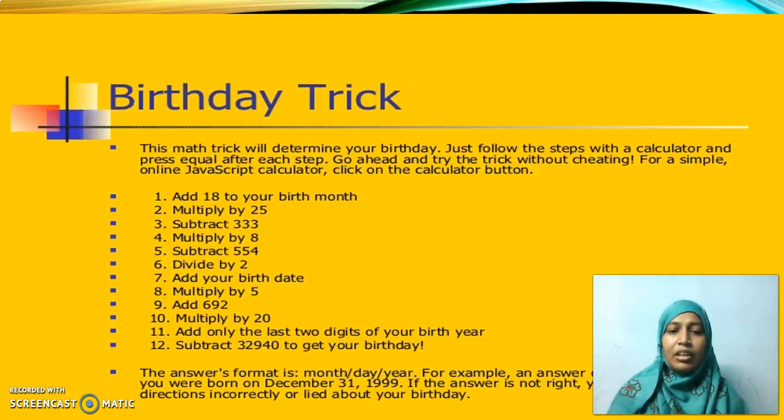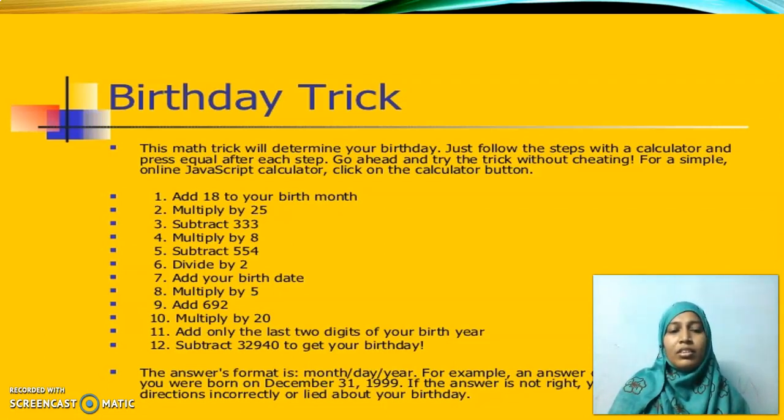Then you have to add the last 2 digits of your birth year. If you are born in 2007, you will have it as 07. If you are born in 2001, 01. I am saying these years because anyone may view this video. And if it is 1997, add 97.